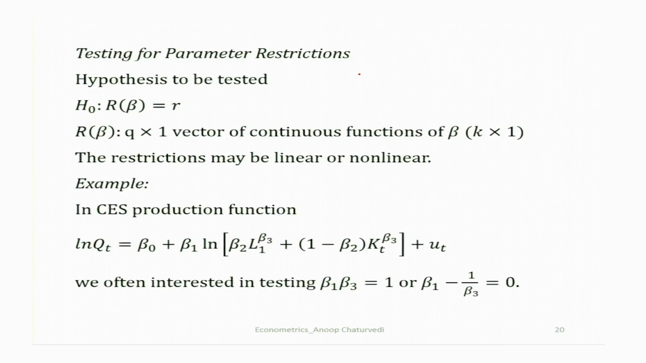Then testing for parameter restrictions. So, suppose you want to test the hypothesis H naught: r of beta equal to small r, where this r of beta is a q cross 1 vector of continuous functions of beta. So, actually different elements of r of beta are continuous functions of beta. Then the restrictions may be linear or nonlinear. So, this may be a nonlinear function of beta.